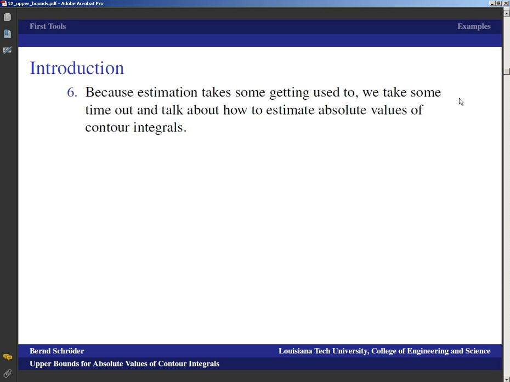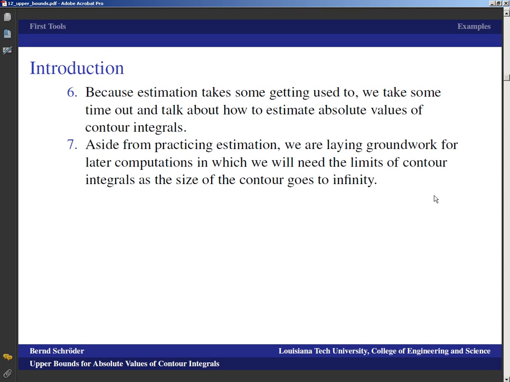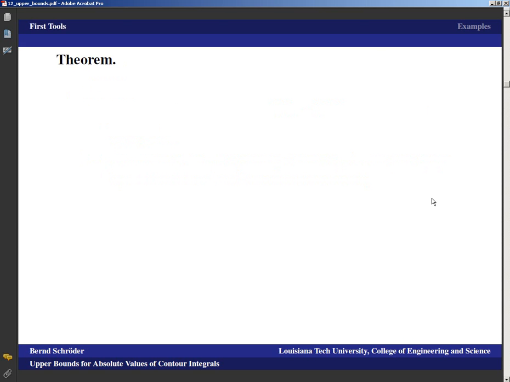But because it takes some time getting used to, we want to take some time out and talk about how to estimate the absolute value of contour integrals right here. And aside from practicing the estimation, we're also laying groundwork for some later computations in which we will need the limits of contour integrals as the size of the contour goes to infinity.